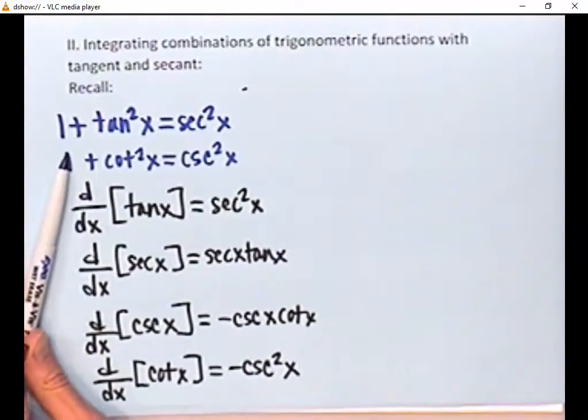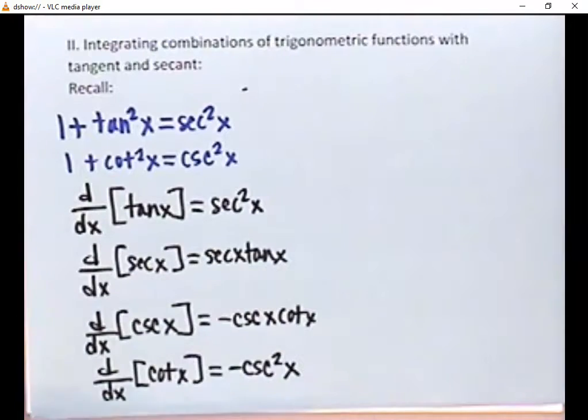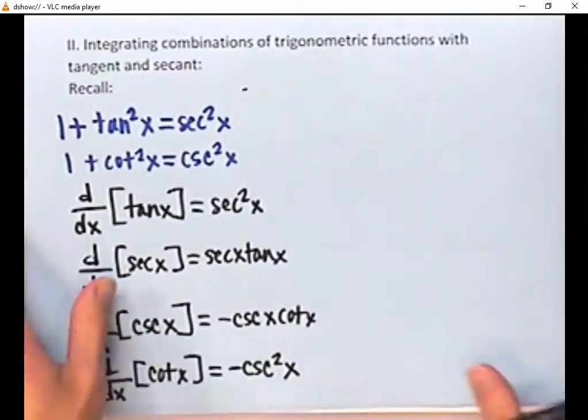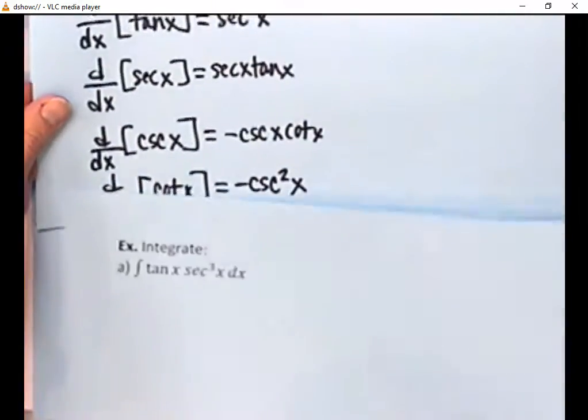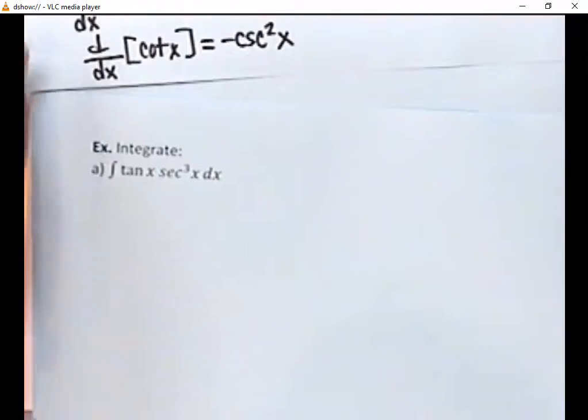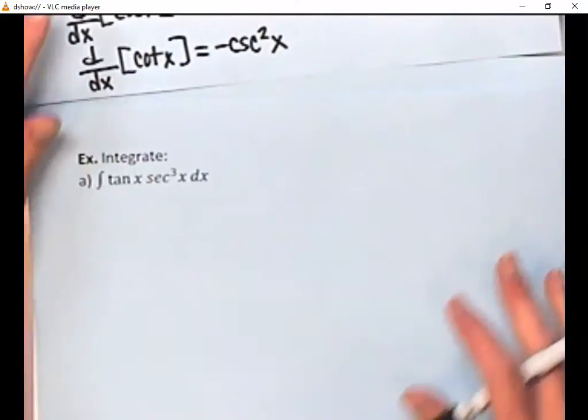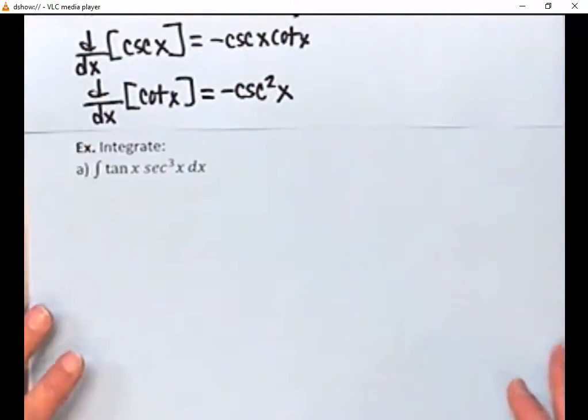These are the main identities we use, but then also these relationships between the derivatives and what you end up with there. So we're going to go through some that now have products of tangents and secants, or products of these trig functions. We're going to see, using some similar techniques to yesterday, how we might be able to integrate these. So let's start with this first one here. We're going to integrate tangent times secant cubed of x. Okay, so tangent times secant cubed of x.